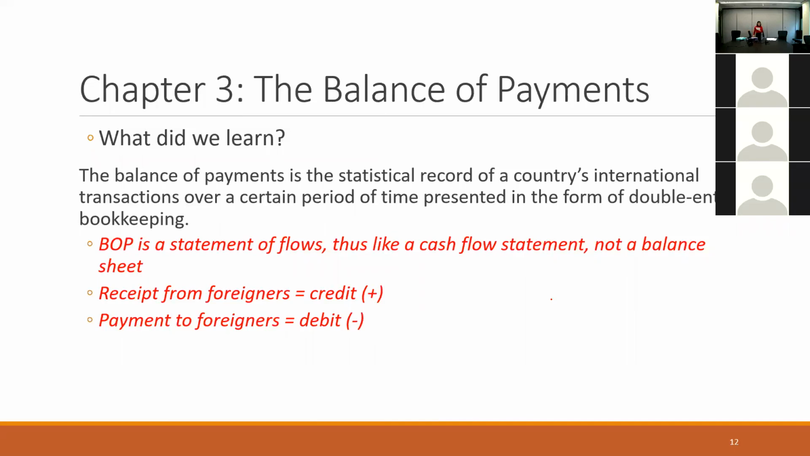So with chapter 3, we talk about the balance of payments. In a nutshell, the balance of payments is a way that countries record their transactions going in and out of the country, right?